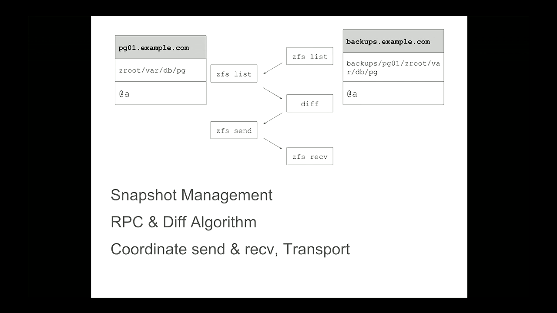Snapshot has been transferred. The last piece that has been missing for me personally is to make this whole thing continuous. It is very easy to do this manually. You have an SSH session here and an SSH session there. You compare the lists and you do the replication once. But to do this in the background continuously is a whole different story.